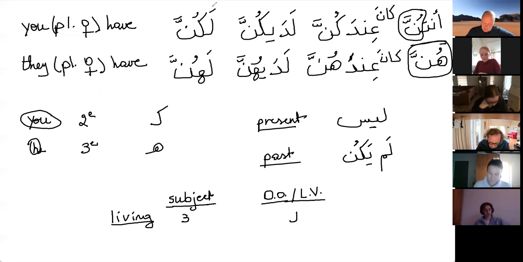لسميرة 3 أولاد. Here I put the li in front of Samira, but I could have also said Samira لها 3 أولاد. Yes, so here I need to use the li because my direct object is living.